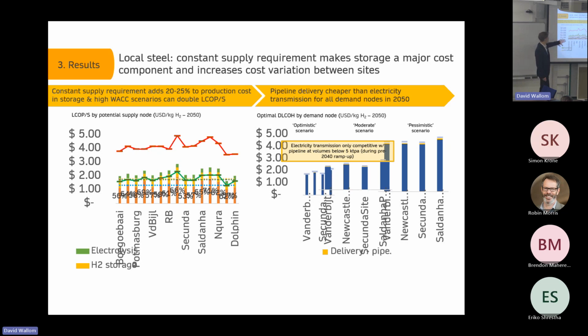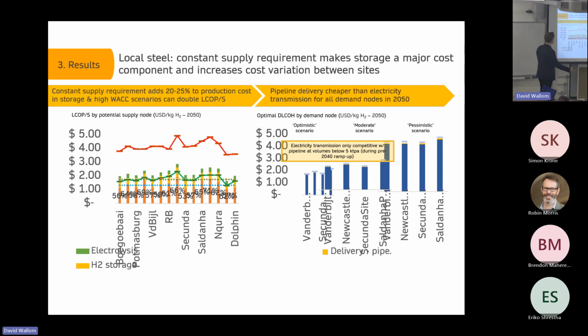In terms of the green hydrogen production cost, key thing to point out here. So these are your different supply nodes. Your green hydrogen production cost varies quite a lot between different supply nodes, and a big reason for that is that for the steel application, which is what we're looking at here, the model was required to supply essentially a consistent amount every hour throughout the year. So storage played a really important role.